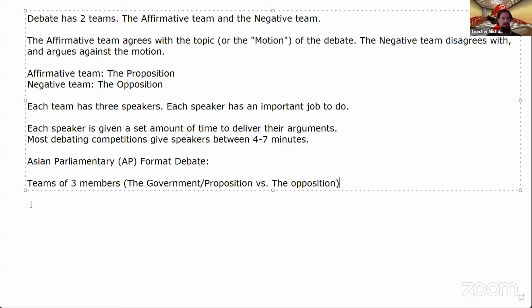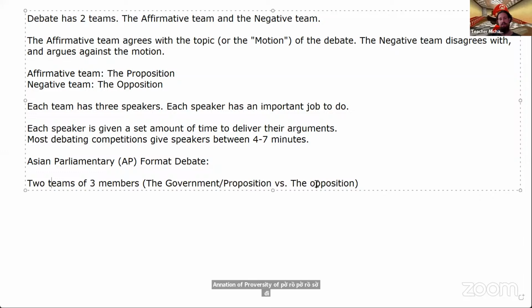So we have two teams of 3 members. And that is the proposition, or the government, versus the opposition.